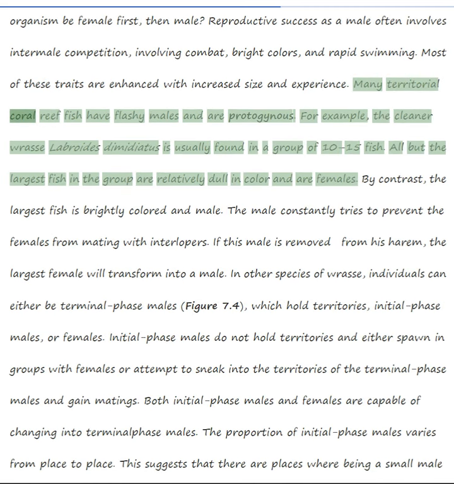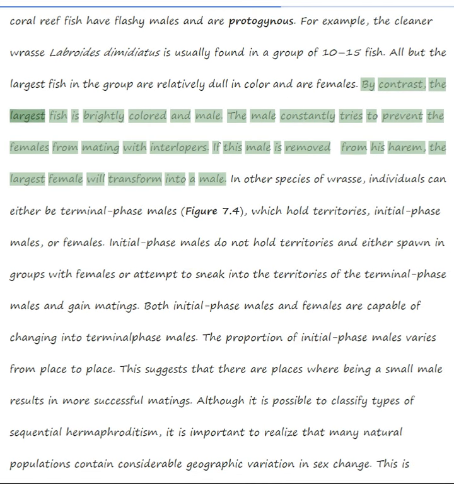Many territorial coral reef fish have flashy males and are protogynous. For example, the cleaner wrasse Labroides dimidiatus is usually found in a group of 10-15 fish. All but the largest fish in the group are relatively dull in color and are females. By contrast, the largest fish is brightly colored and male. The male constantly tries to prevent the females from mating with interlopers. If this male is removed from his harem, the largest female will transform into a male.